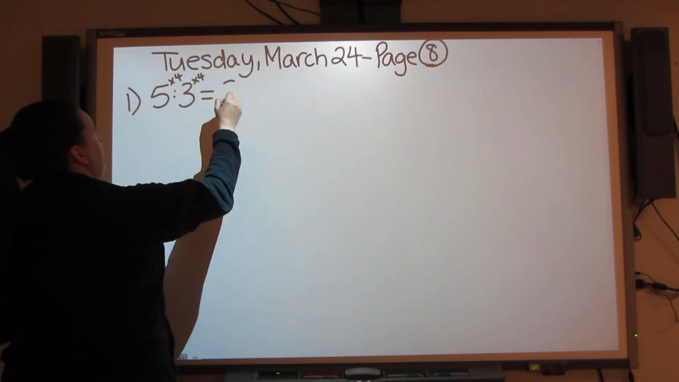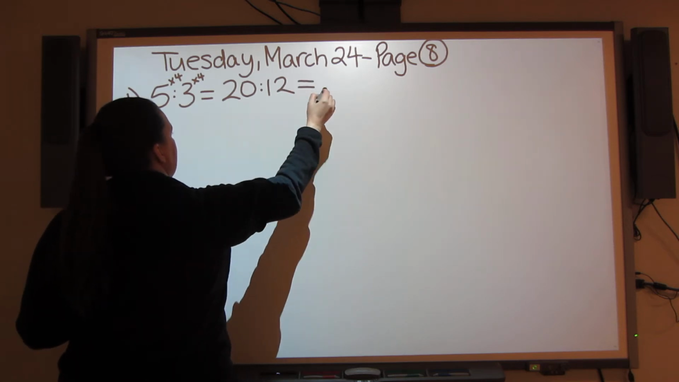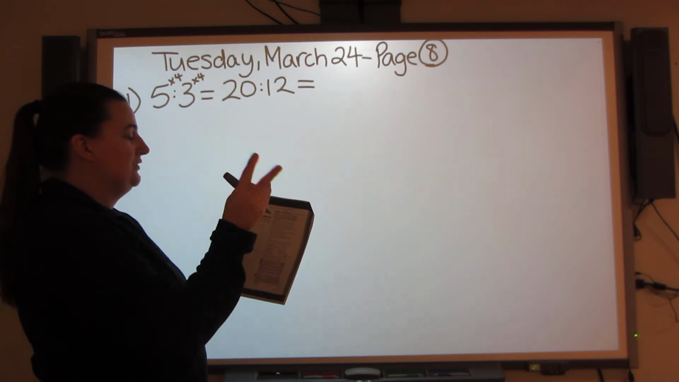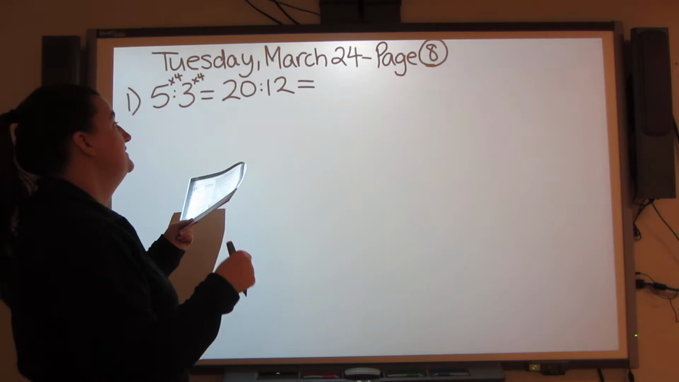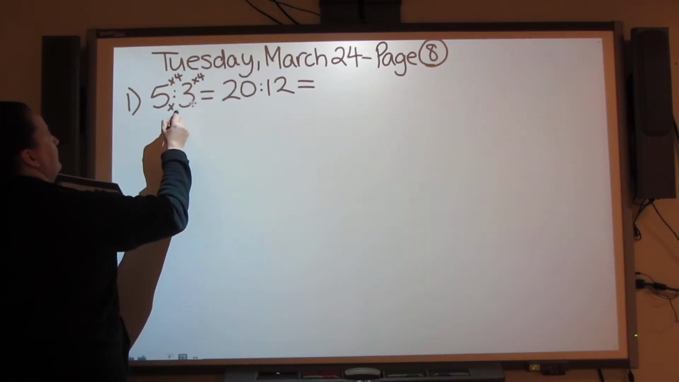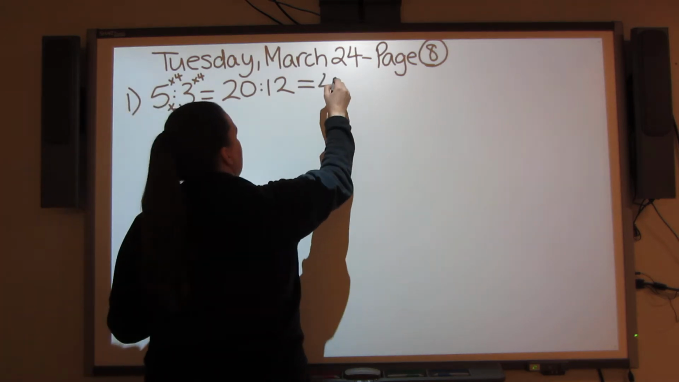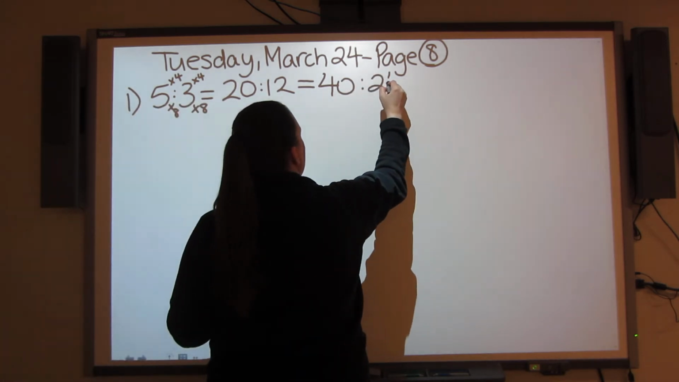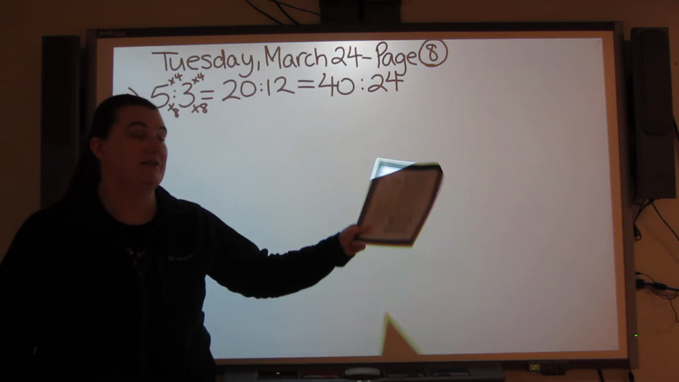5 times 4 is 20. 3 times 4 is 12. And now I'm going to make another one because it asks for two ratios equivalent to the one that we started with. So I'm going to pick another number, and I'm going to pick 8. 5 times 8 is 40. 3 times 8 is 24. So these are all equivalent ratios.